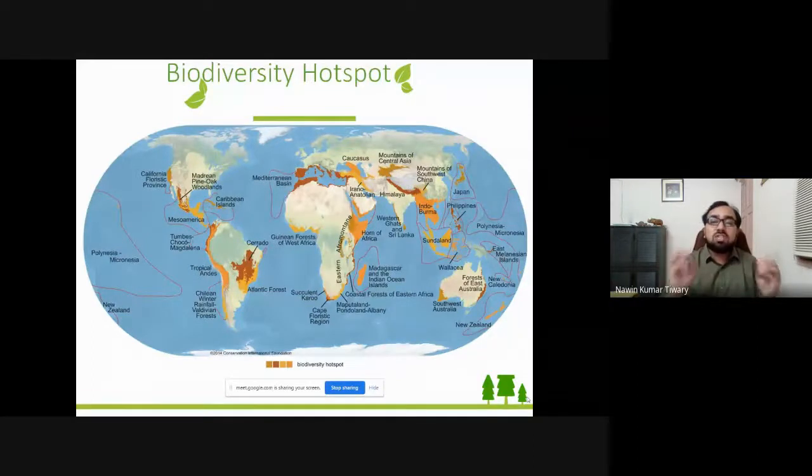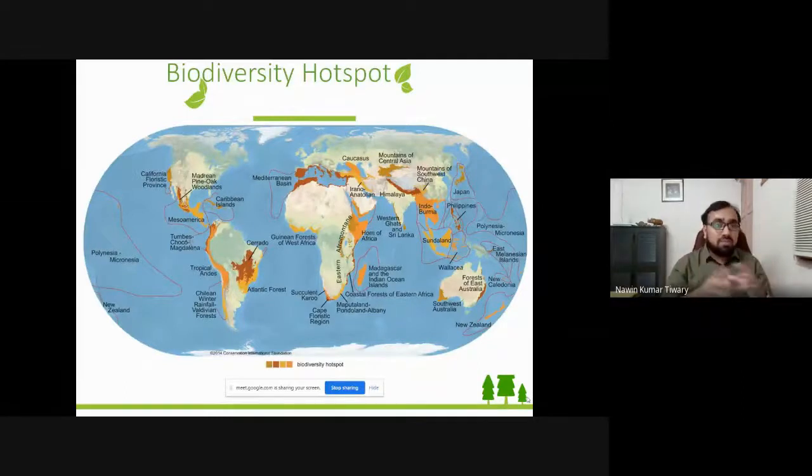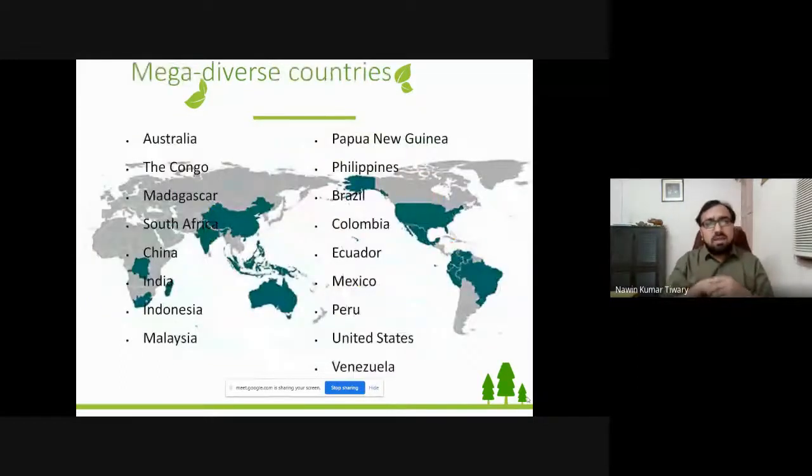So they are the hotspots of biodiversity in the world. And in India, if you see, there are four biodiversity hotspots. We have Eastern Himalaya and Western Ghats, which are completely within India. And the two other hotspots are the Northeast region, which falls into the Indo-Burman hotspot, and the Andaman and Nicobar Islands, which fall into the Sundaland hotspot. So those are the areas of the world which are rich with biodiversity.